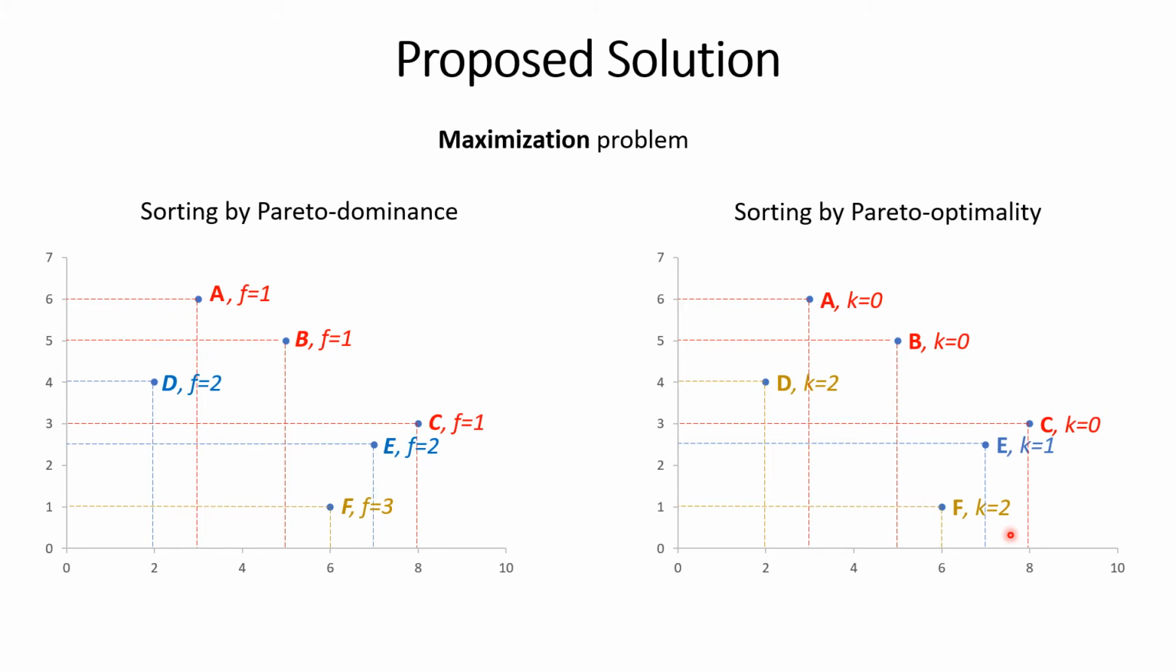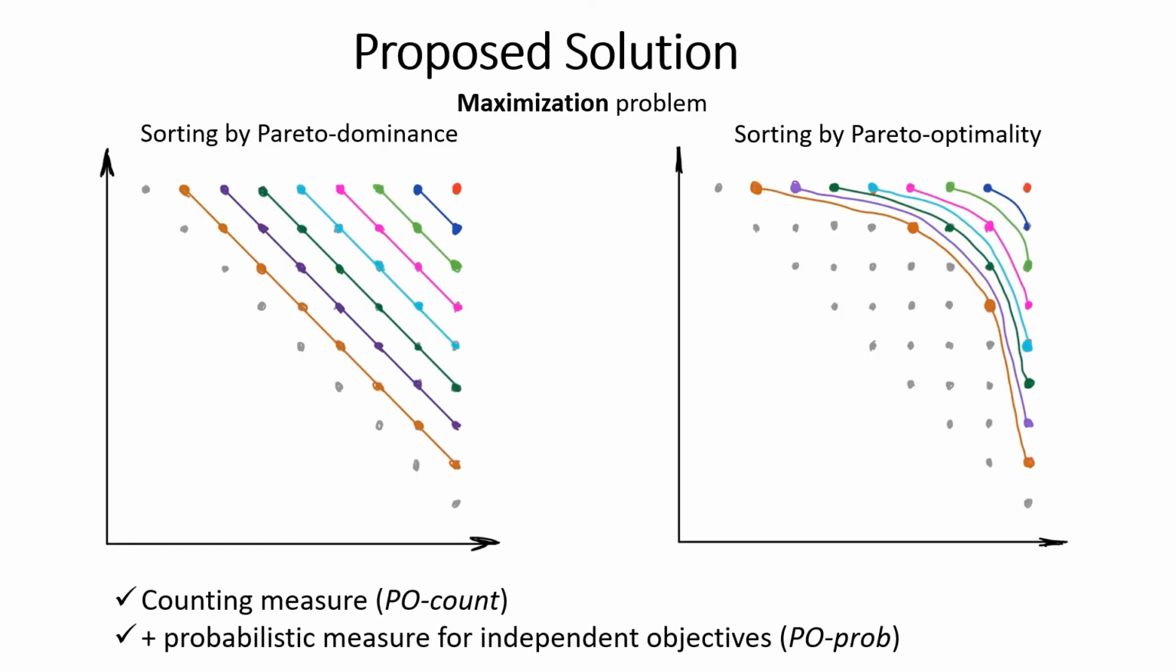The two sorting procedures provide different results. For example, the point D was assigned to the second front for Pareto dominance-based sorting. However, in Pareto optimality-based sorting, it moved to the third front. This figure demonstrates the result of sorting of uniformly distributed points using Pareto dominance and Pareto optimality. As we can see, the second approach has higher preference toward extreme points. This can be a very useful property for genetic optimization as it increases the diversity of the gene pool.